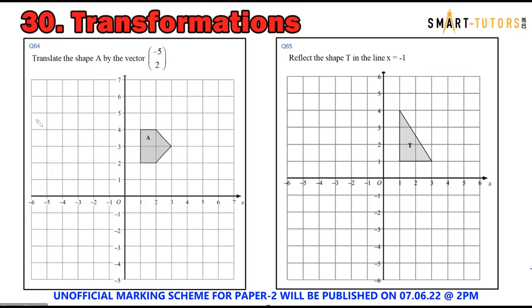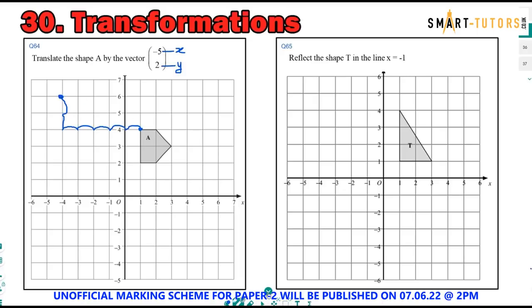So (-5, 2) means the top number indicates the x movement, and the bottom number indicates the y movement. -5 is the x, meaning the object is moving left 5 units. So I pick up a point and count 1, 2, 3, 4, 5, right? So 5 to the left and 2 up, so 1, 2. So that is the point here.